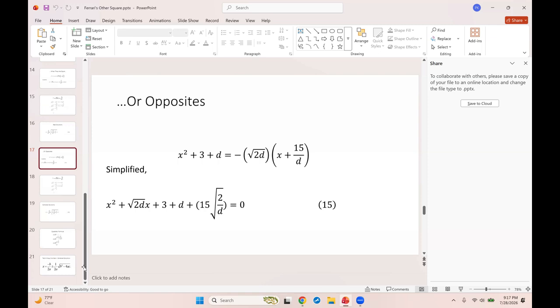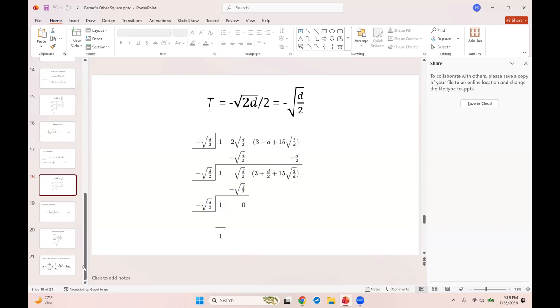Another case when you can get squares equal is when you have opposites. So I tossed a minus sign in there. And when you simplify, it's got some similarities to the original, but again, I'm looking for the coefficients of the three terms here: square term, linear term, and the constant term. And the Chernhouse number is negative of what it was before.